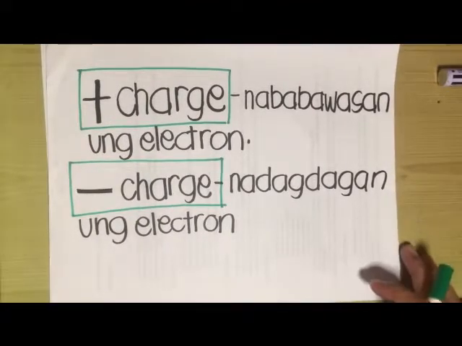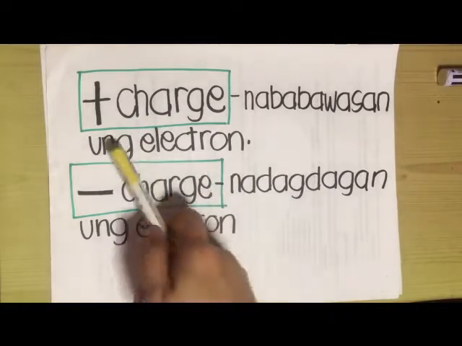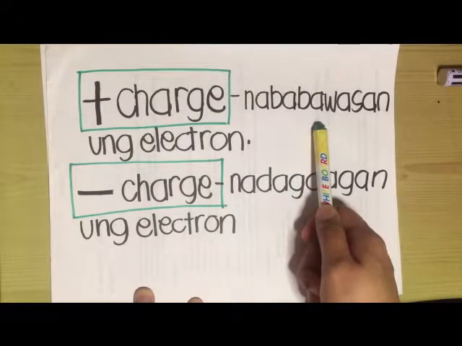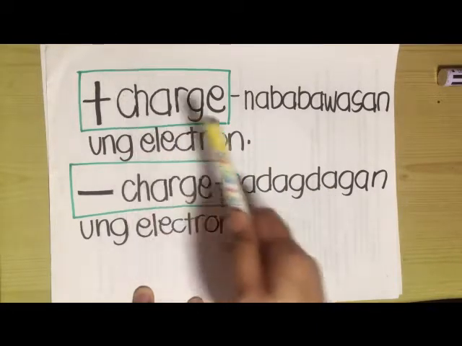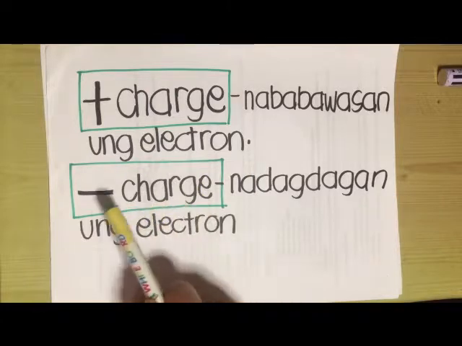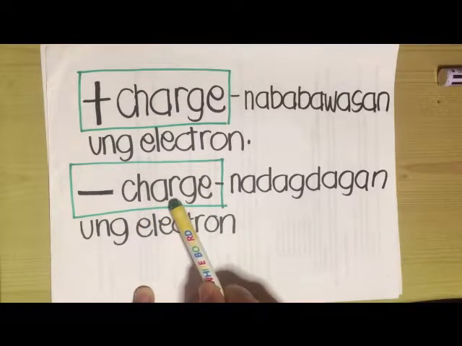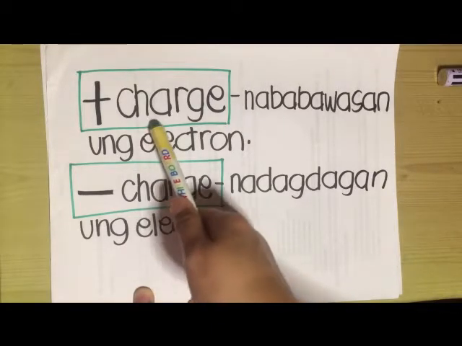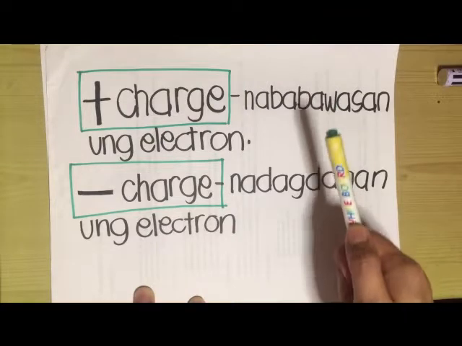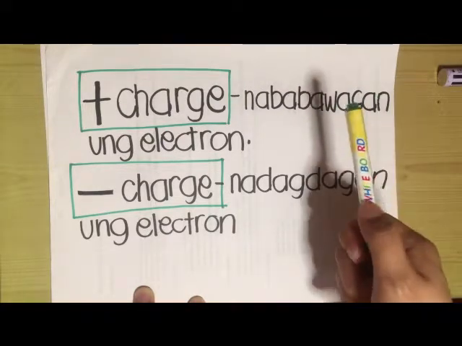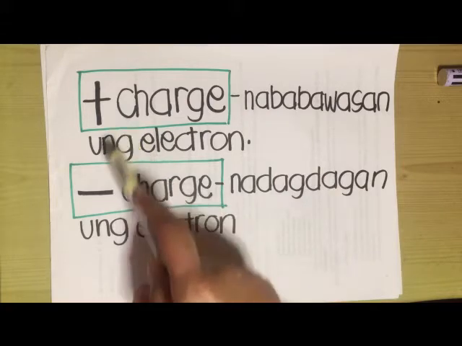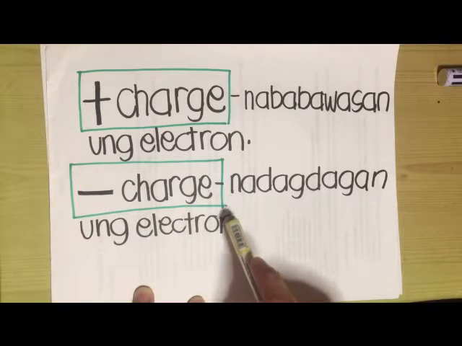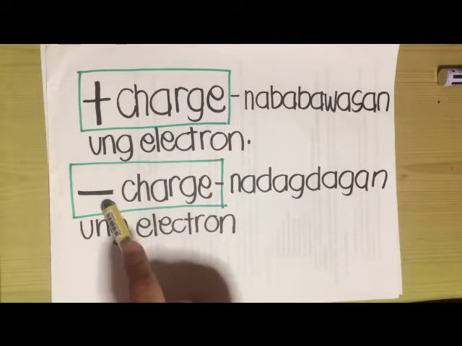Pwede rin naman na ganito. Tandaan natin na kapag positive yung charge ng isang ion, ibig sabihin nun, nababawasan yung kanyang electron. Okay? Pag positive, nababawasan ng electron. Kapag naman negative yung charge ng ion, ibig sabihin nun, nadadagdagan yung kanyang electron. Okay? Pag positive, nababawasan. Kasi nagiging mas malaki yung number of proton niya. Kaya nagiging positive yung charge. Kapag negative naman yung charge, nadadagdagan yung electron niya kasi lumalamang si electron kay proton. Kaya nagiging negative yung charge niya.